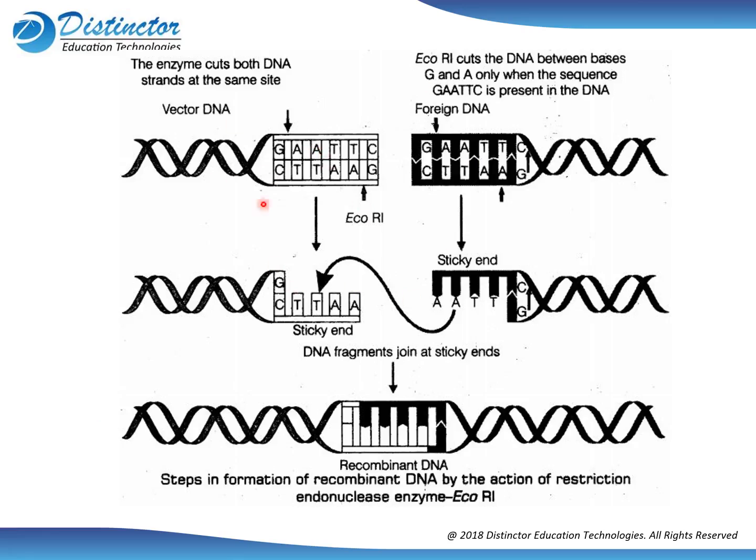This is a pictorial representation of restriction enzyme function. Let us take this as a vector DNA, and this as a foreign DNA. By using the restriction enzyme EcoRI, we cut the DNA. Once cut, they become two different pieces. These pieces are joined with the help of the enzyme DNA ligase. Once joined, they become a recombinant DNA, because we join two different DNAs into a single DNA strand. That is why it is called recombinant DNA.